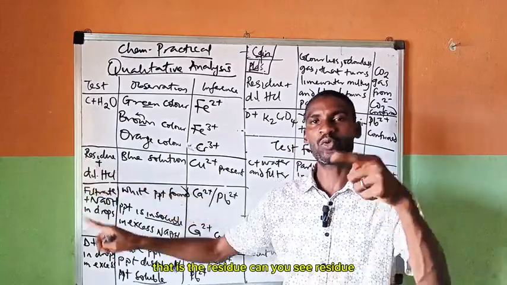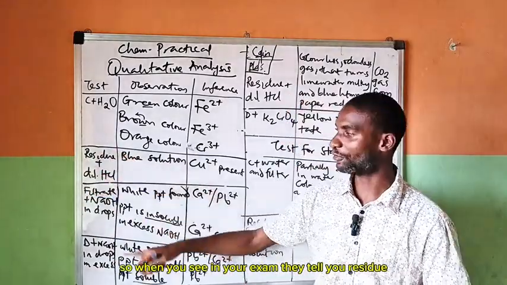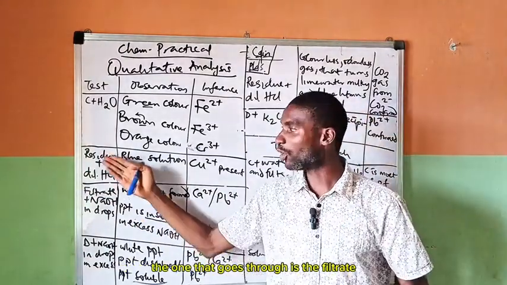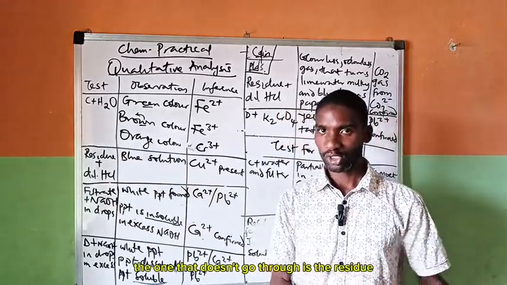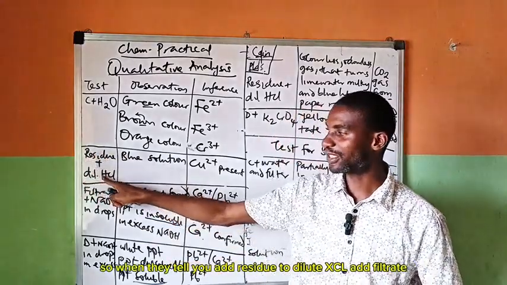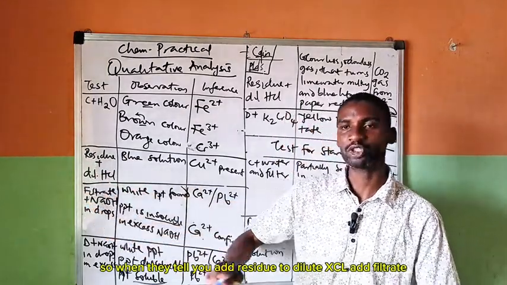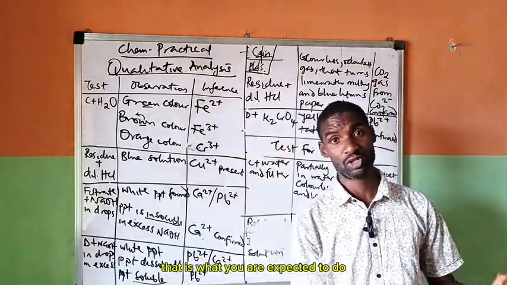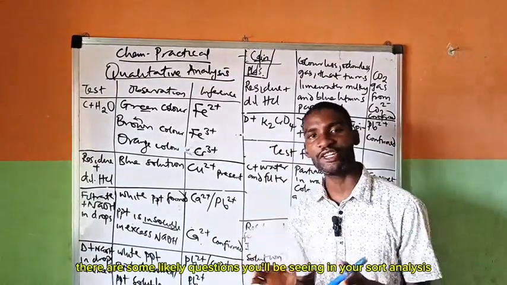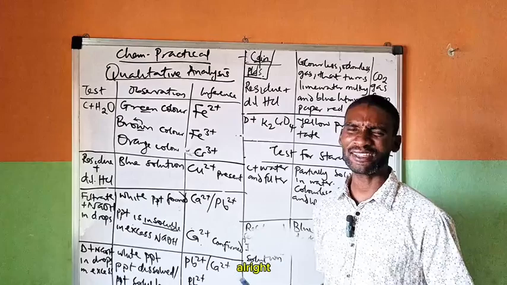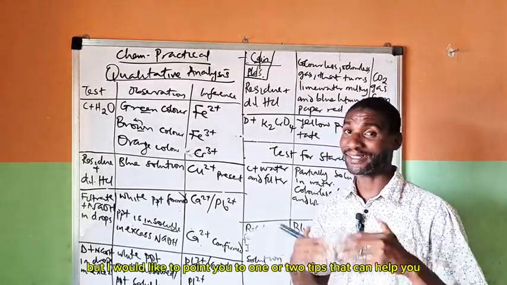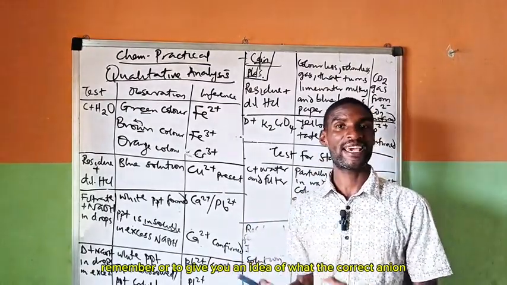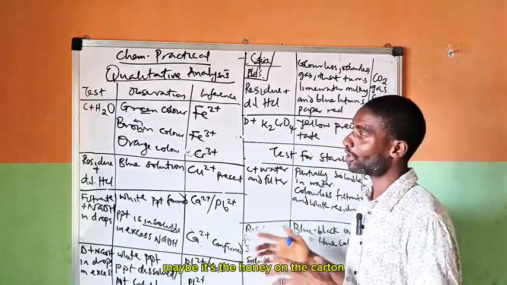Can you see residue? So when you see in your exam, they tell you residue, they tell you filtrate, you should know exactly what they are talking about. The one that goes through is the filtrate. The one that doesn't go through is the residue. So when they tell you add residue to dilute HCl, add a portion of the filtrate to sodium hydroxide, that is what you are expected to do. There are some likely questions you'll be seeing in your salt analysis. But I would like to point you to one or two tips that can help you remember or give you an idea of what the correct ion, maybe the anion or the cation, should be.